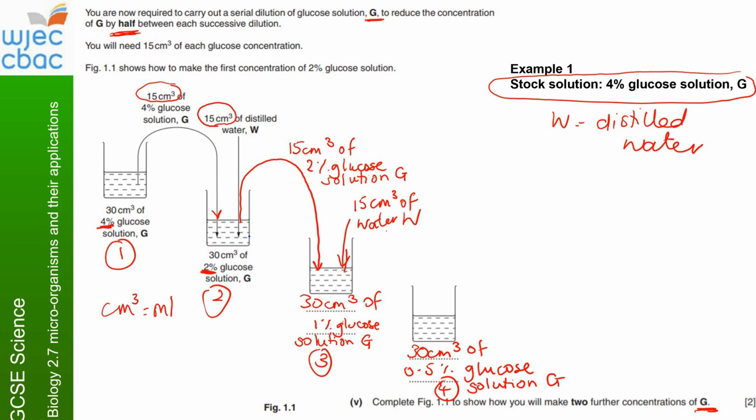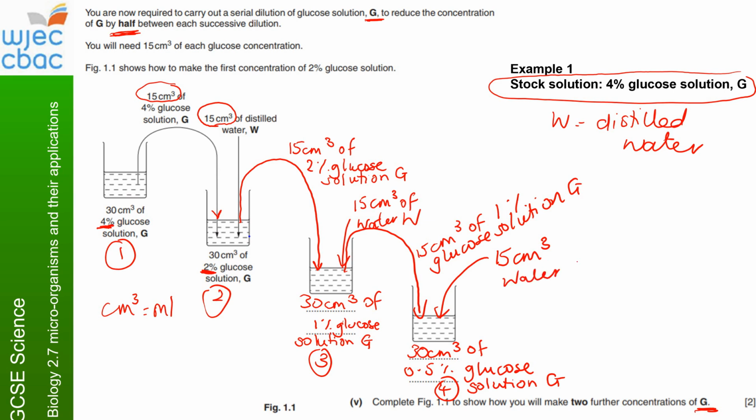So hopefully you've come up with the idea that from beaker 3 this time, you take 15 cubic centimetres of 1% glucose solution, G, and you add it to this beaker that's already got 15 cubic centimetres of water, W. So I'm hoping everybody has followed that. So this is making solutions that are halving each time. I've underlined that there, okay? We want to reduce the concentration by half. So that's our first example.